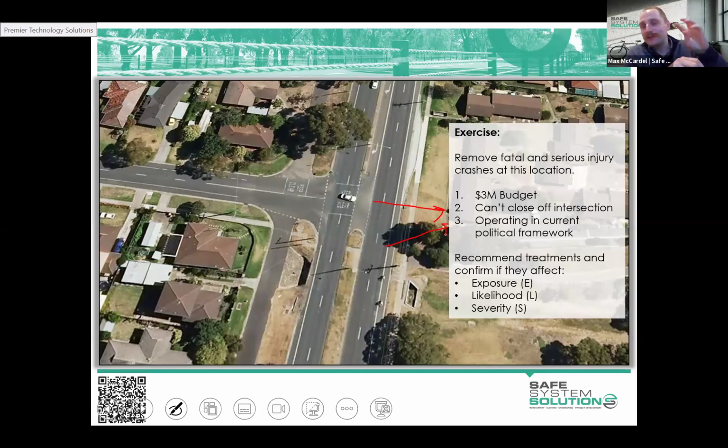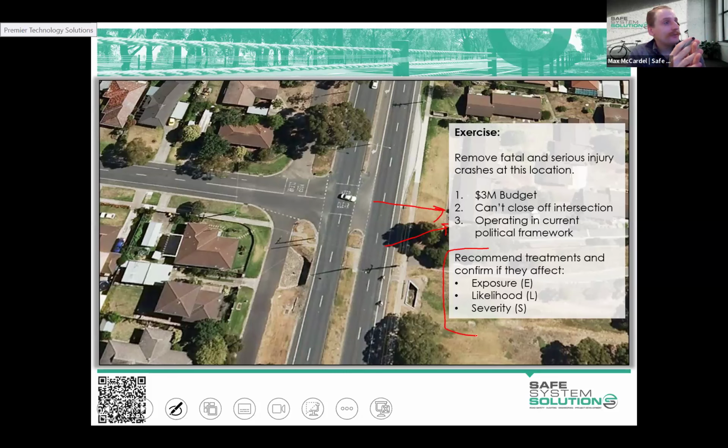Within all your recommended treatments that you're welcome to type into the chat, I want to make sure that you are clarifying if they affect exposure, likelihood, or severity. So basically, whatever you type in, at the end of it, just put in brackets if it's E for exposure, if it's L for likelihood, or S for severity. And it very well may affect one or two or three of those attributes. But I just want to see how people are starting to categorize those different treatments.